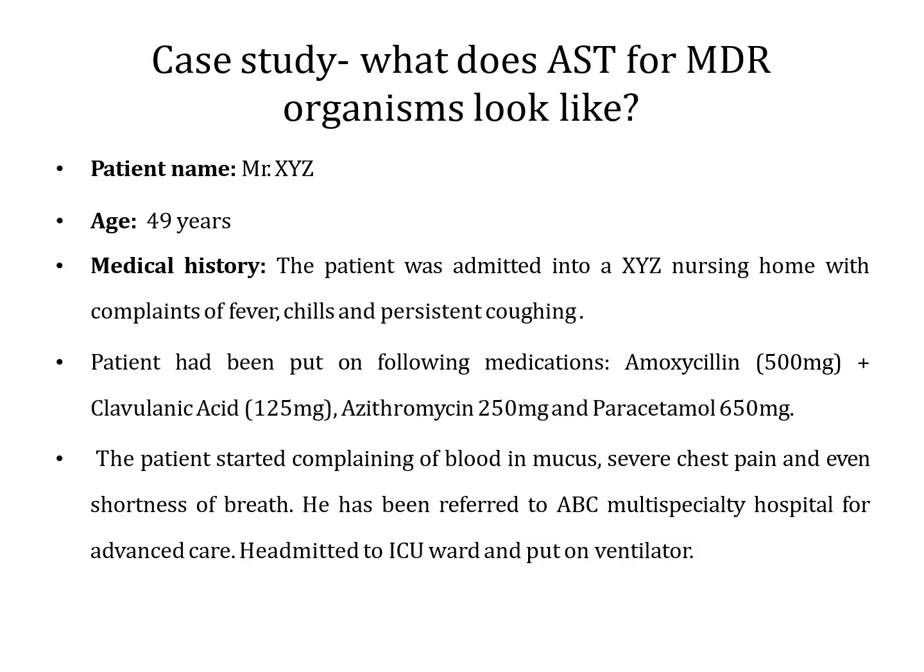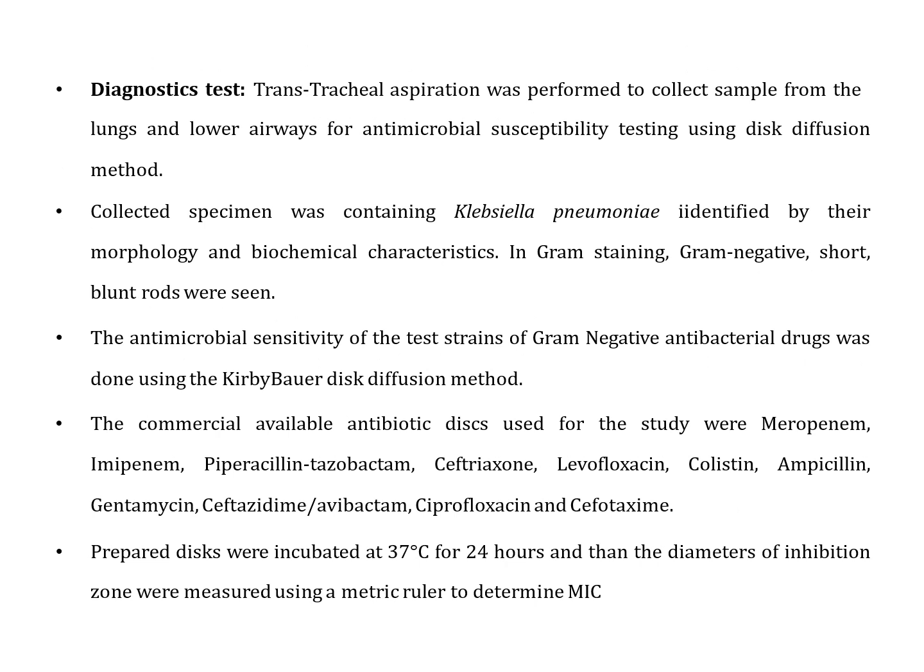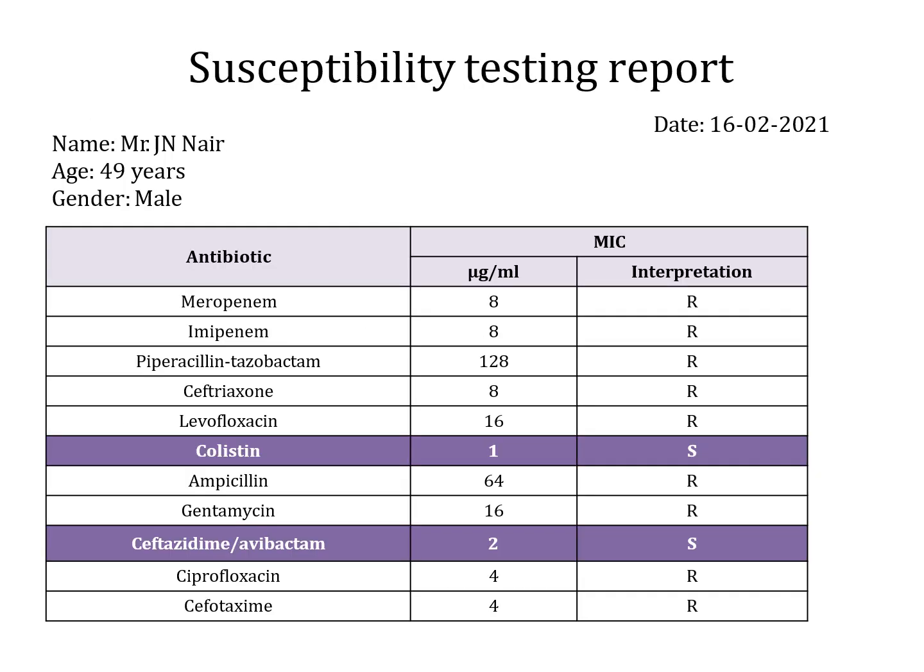Take an example, say patient XYZ, a 49-year-old. The patient was admitted to a nursing home with complaints of fever, chills, and coughing. The patient was put on co-amoxiclav. The patient started complaining of blood in mucus and shortness of breath, and was diagnosed as having pneumonia. ET secretions were collected and sent to the microbiology lab for culture. It yielded Klebsiella pneumoniae, and the Klebsiella pneumoniae was sensitive to only colistin, as you can see from this report.